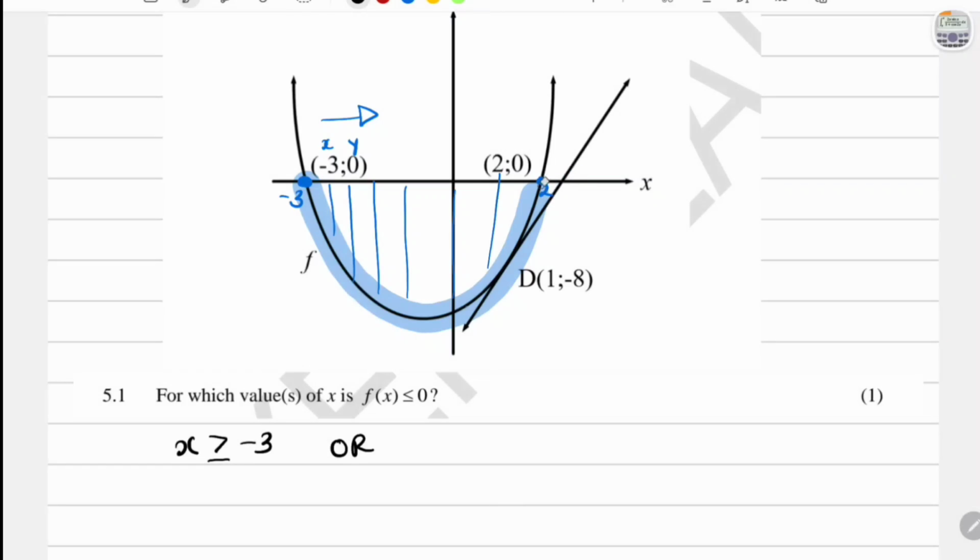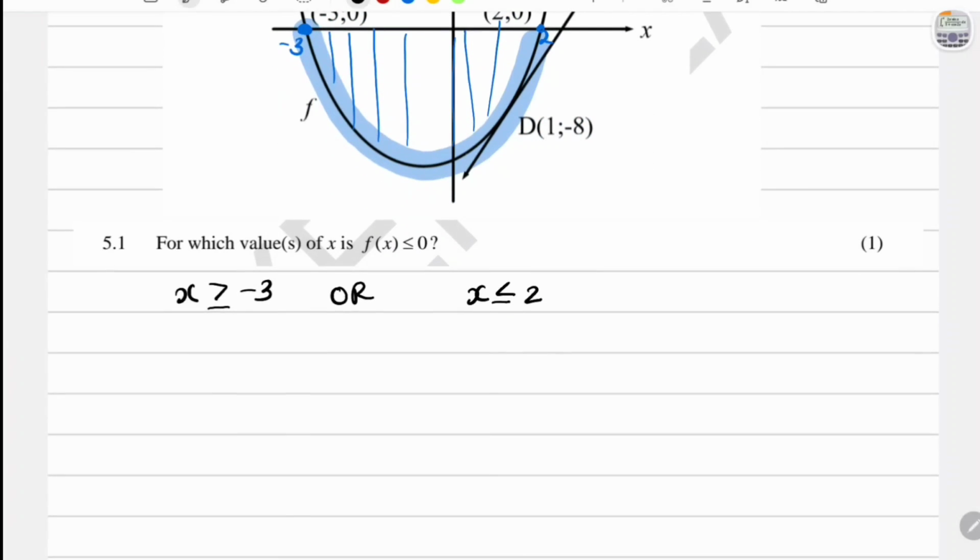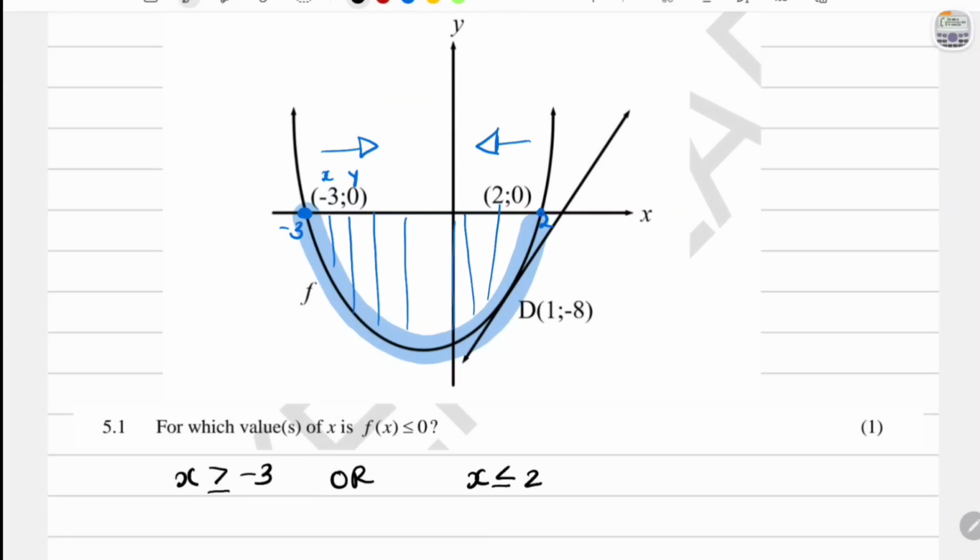Or the 2 part, as you can see, the y values are moving on this side. So these are values that are what than 2? These are values that are less than 2. Okay, so that's where x is less than or equal to 2. Same reason why, okay? Then do you see that they are pointing towards each other?